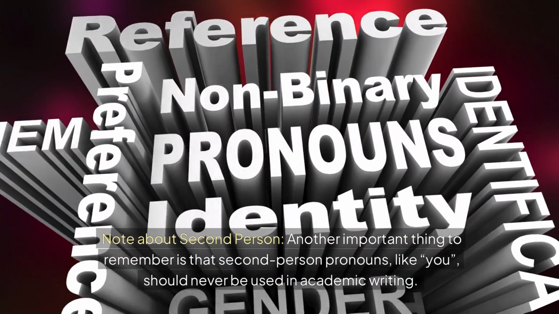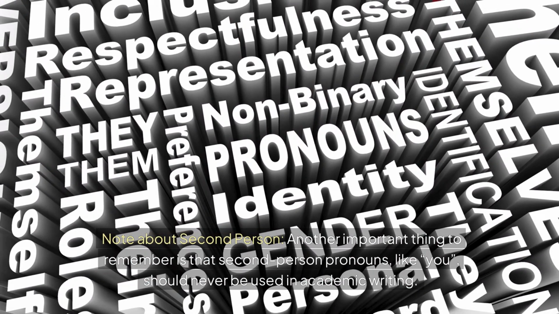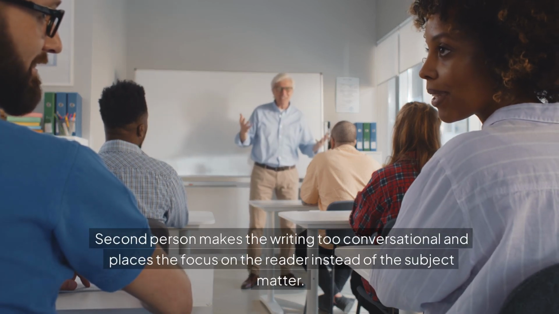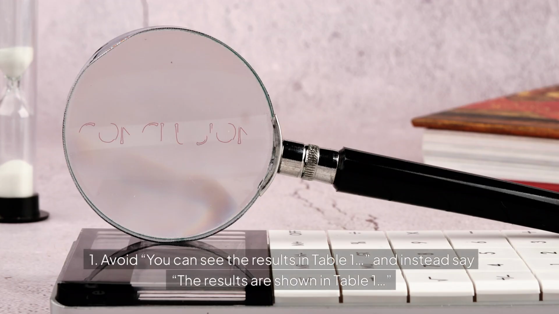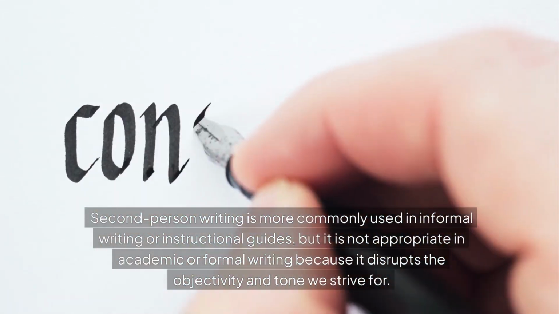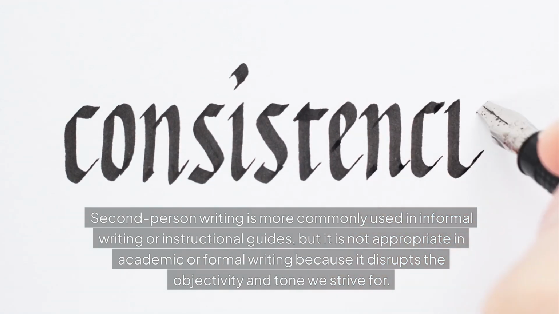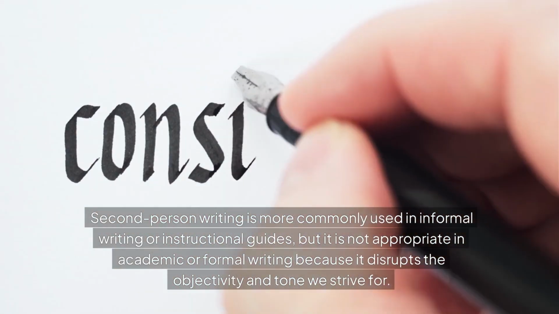Another important thing to remember is that second person pronouns, like you, should never be used in academic writing. Second person makes the writing too conversational and places the focus on the reader instead of the subject matter. For example, avoid, you can see the results in Table 1, and instead say, the results are shown in Table 1. Second person writing is more commonly used in informal writing or instructional guides, but it is not appropriate in academic or formal writing because it disrupts the objectivity and tone we strive for.